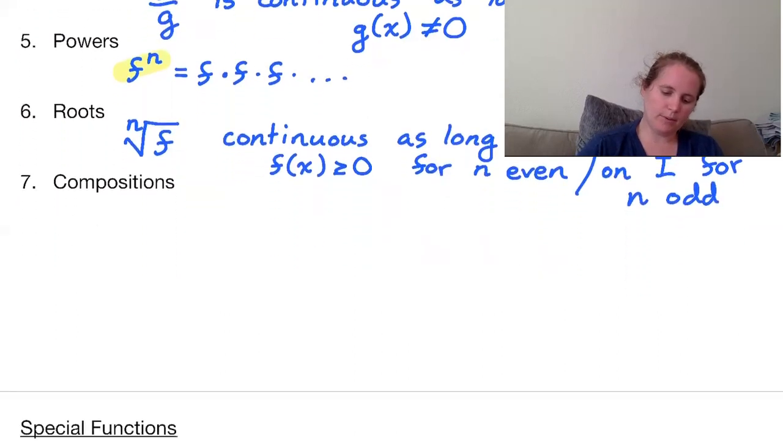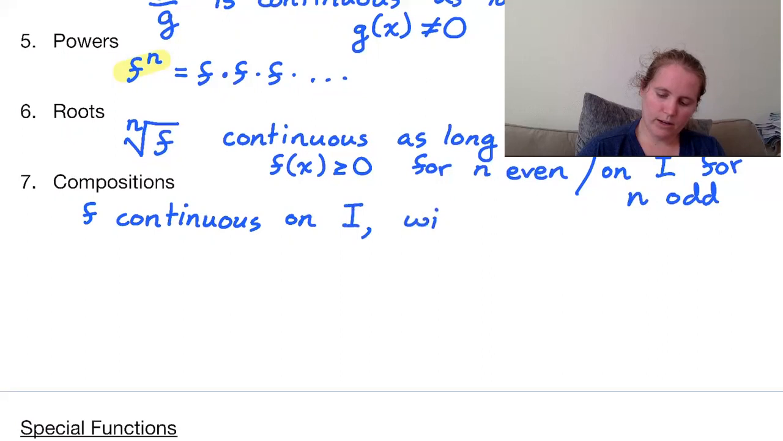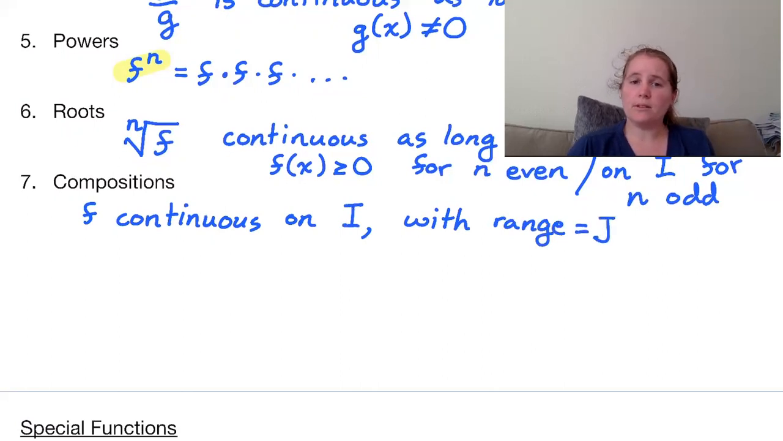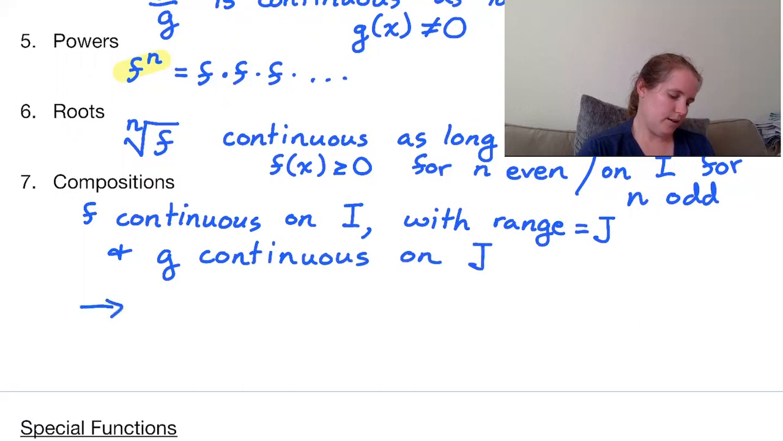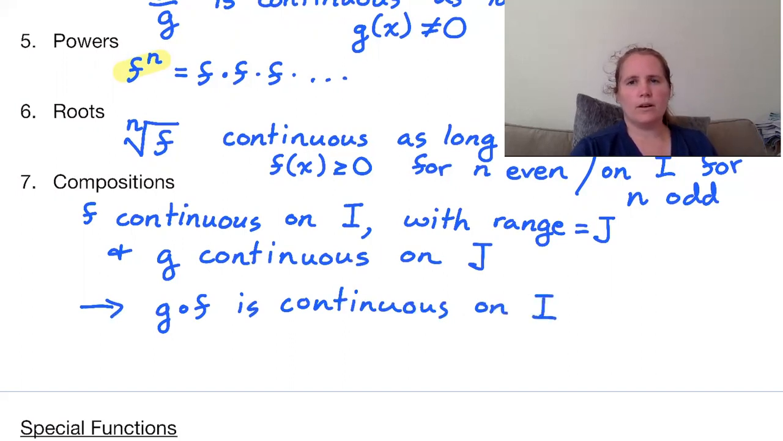And then for compositions, we're going to mix things up a little bit. We're going to change this so that f is continuous on I with range equaling J, so the set of all outputs on interval I. And let's say that g is continuous on J. Then we wind up getting that g composed with f is continuous on I. So basically, because for the function g you're putting in f's output, you want it to be continuous on f's outputs instead of on the interval I.